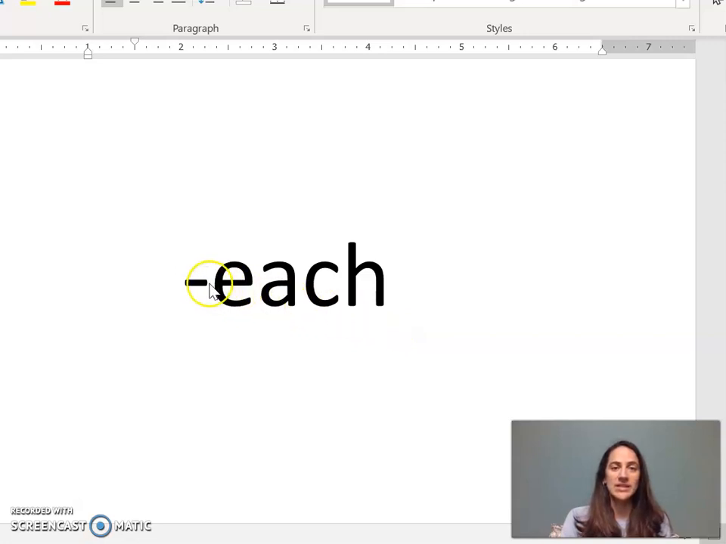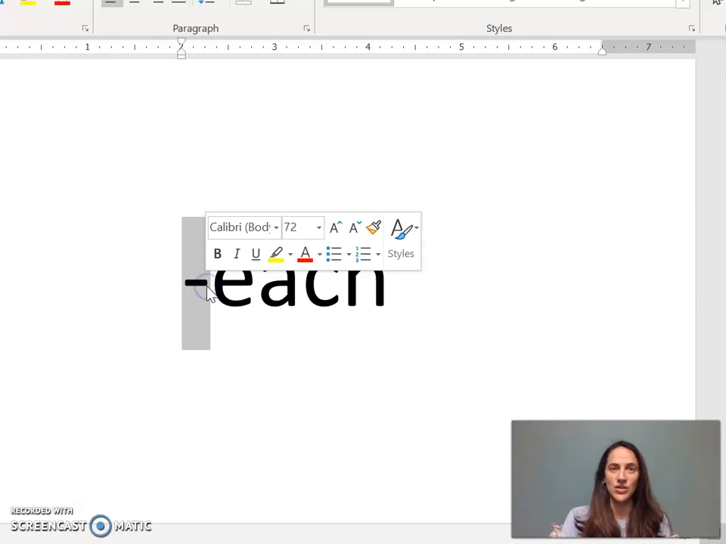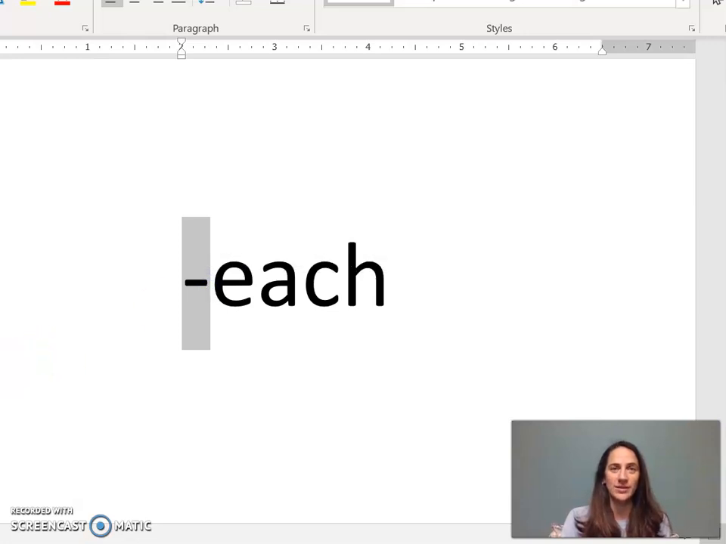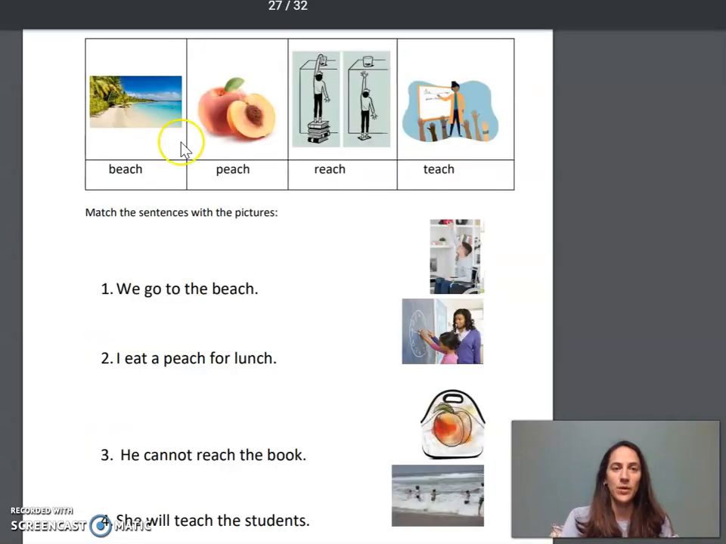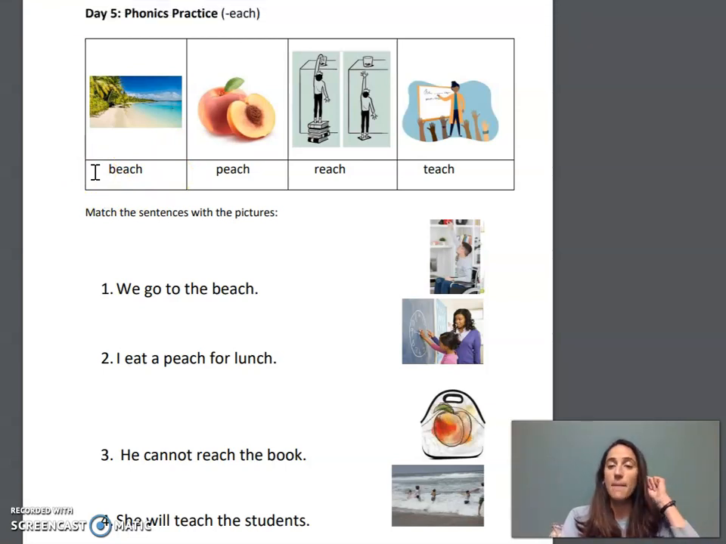What we can do is put different letters in front of each to make new words. Let's check them out. We're going to begin with the word beach. Do you see the letter B in front that makes the B sound? So together my word is beach. Repeat after me. Beach. Good. This is a place where water from a lake or an ocean comes and touches the ground, and there's sand. I like to play at the beach.